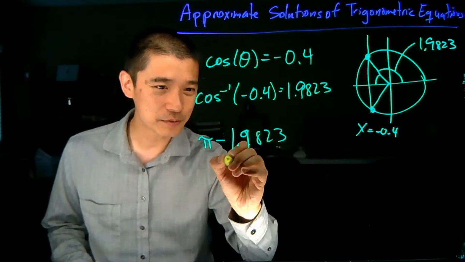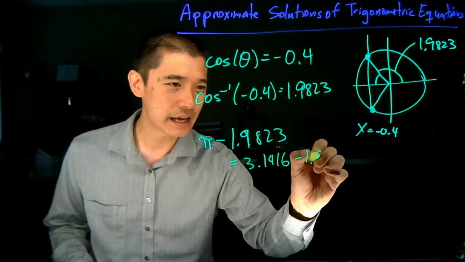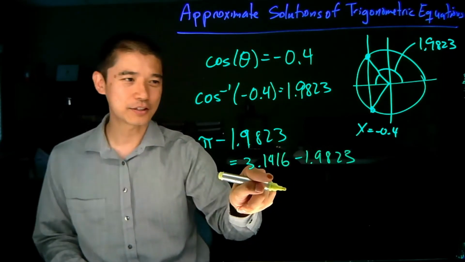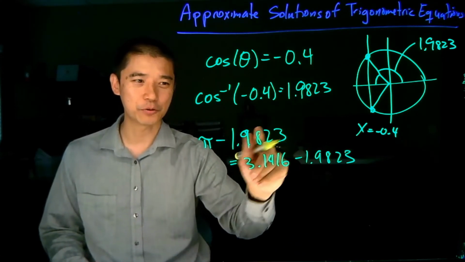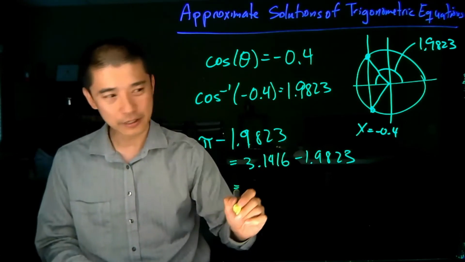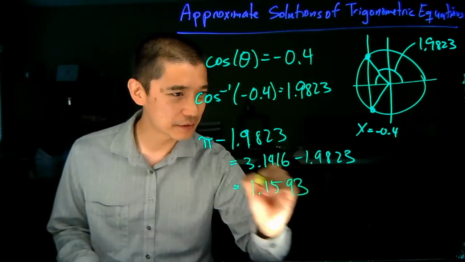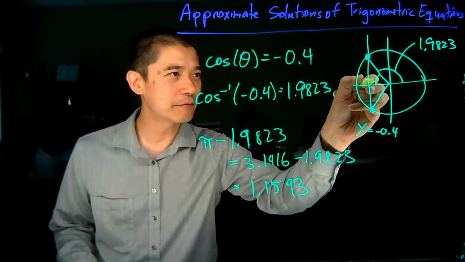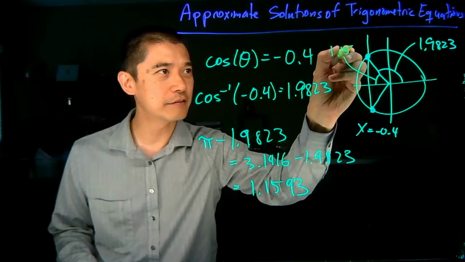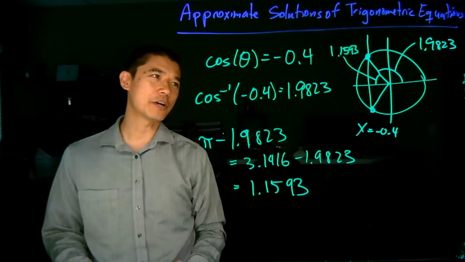And so in this case, since we're using decimals, we're going to use 3.1416 as our approximation to pi. This is 3.14159. That 59 rounds up to 0.6. Since we have 4 decimals here, we'll use 4 decimals here. And we plug that in, we are getting 1.1593. This value is the reference angle, 1.1593.